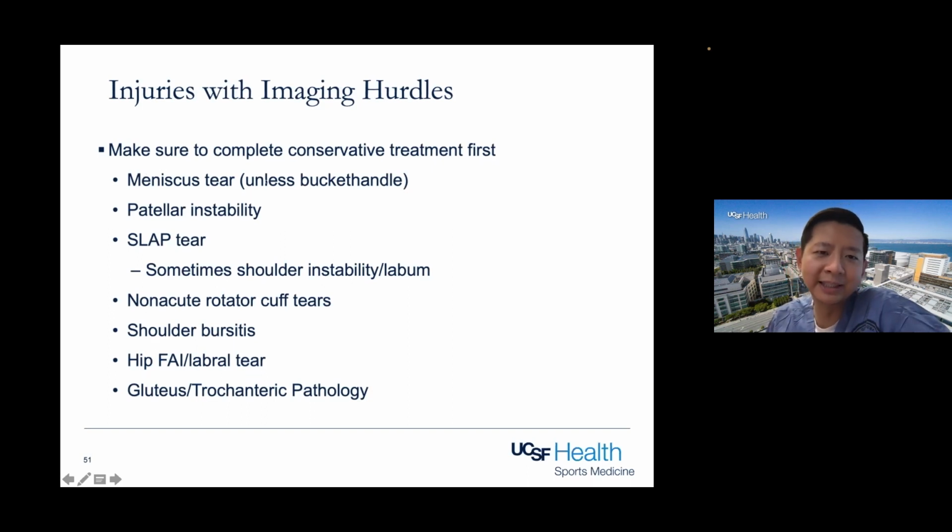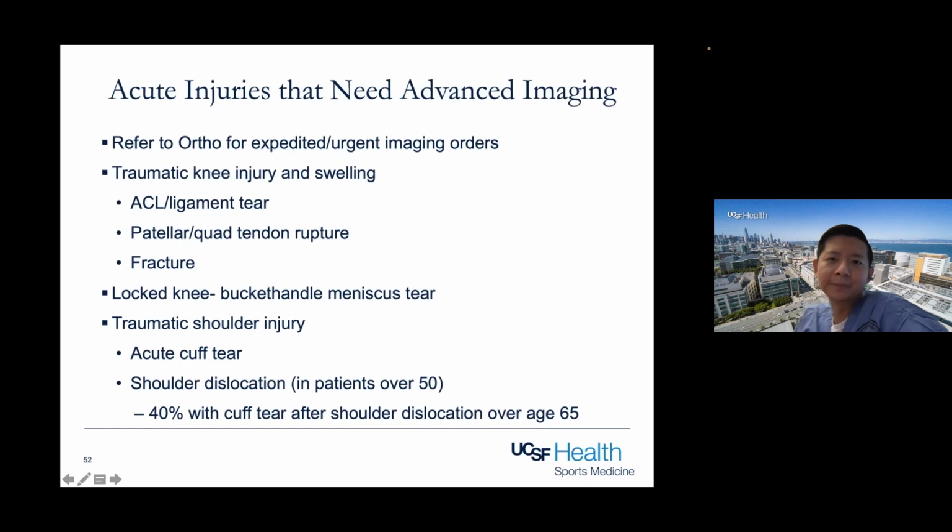So this would be meniscus tears, unless it's a bucket handle tear where the patient has a locked knee. Patellar instability, because that's usually more chronic. SLAP tears, because PT works pretty well for that, so they usually want patients to try that first. Non-acute cuff tears, so chronic shoulder pain in the older patient. Bursitis, hip FAI, and labral tears all need conservative treatment first before they let us do anything. Trochanteric pathology, trochanteric pain as well.